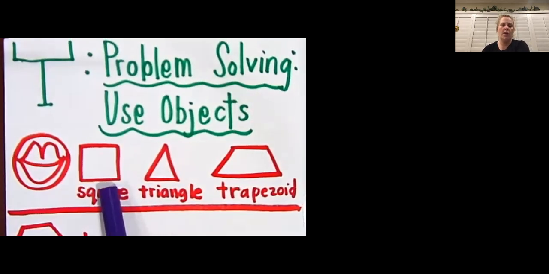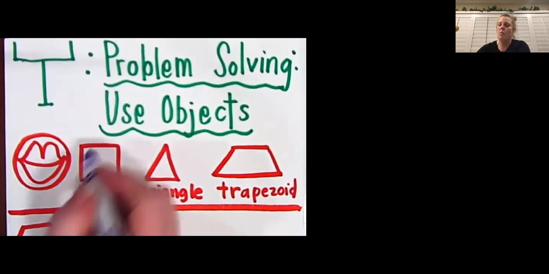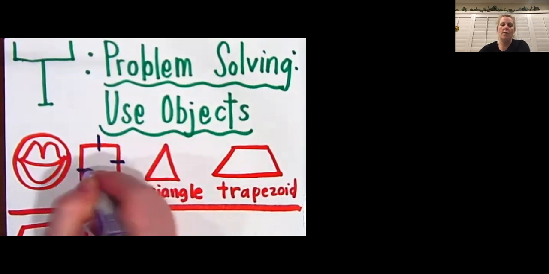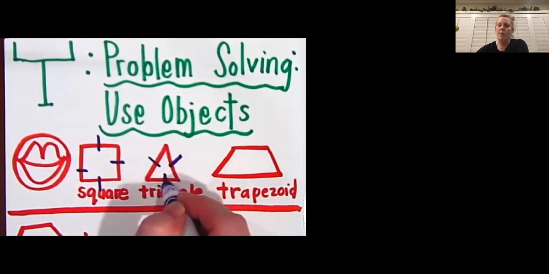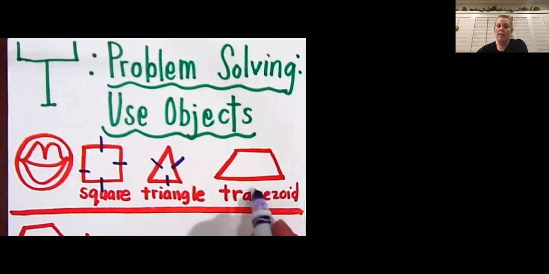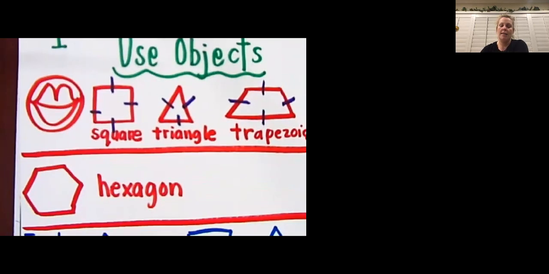Let's look at our first object. This shape is a square. It's a flat shape. It has 1, 2, 3, 4 sides. This one is a triangle. It has 1, 2, 3 sides. This one is a trapezoid. It has 2 slanted, 1 long, and 1 short. And our bottom shape is a hexagon. And it has 1, 2, 3, 4, 5, 6 sides.